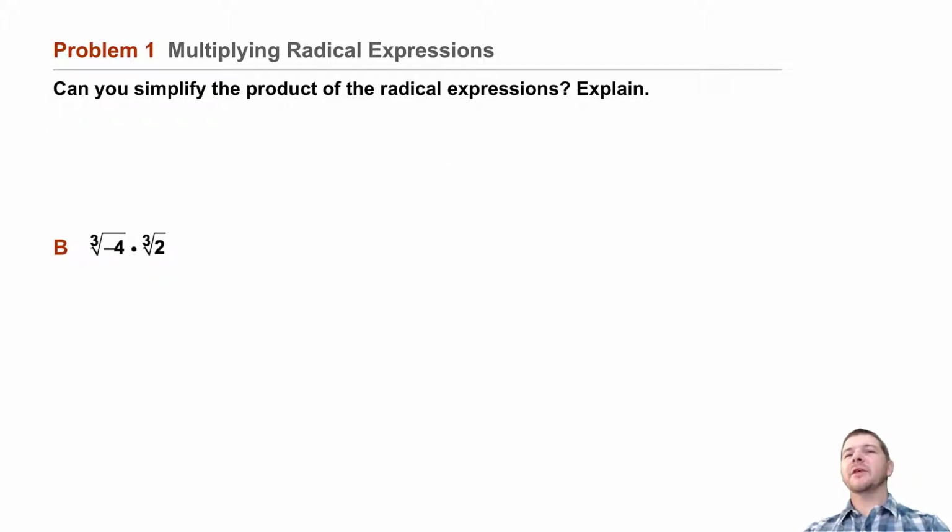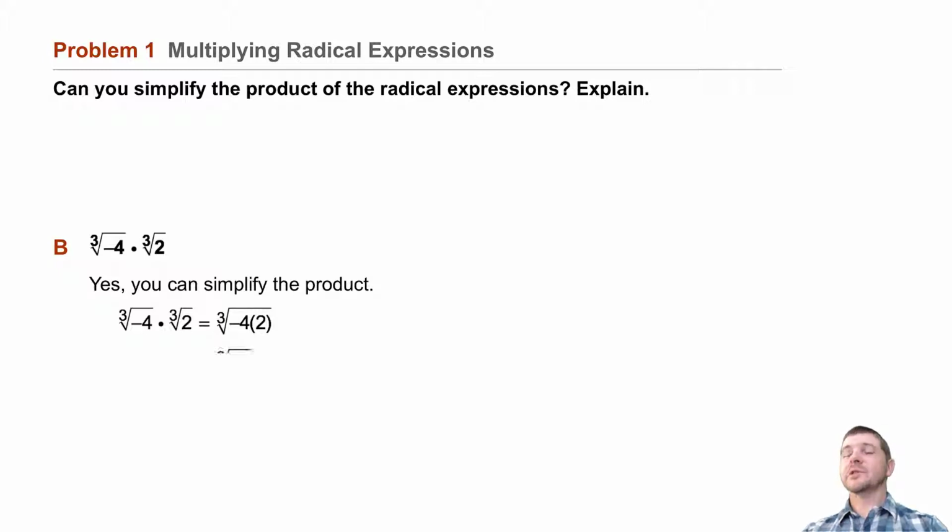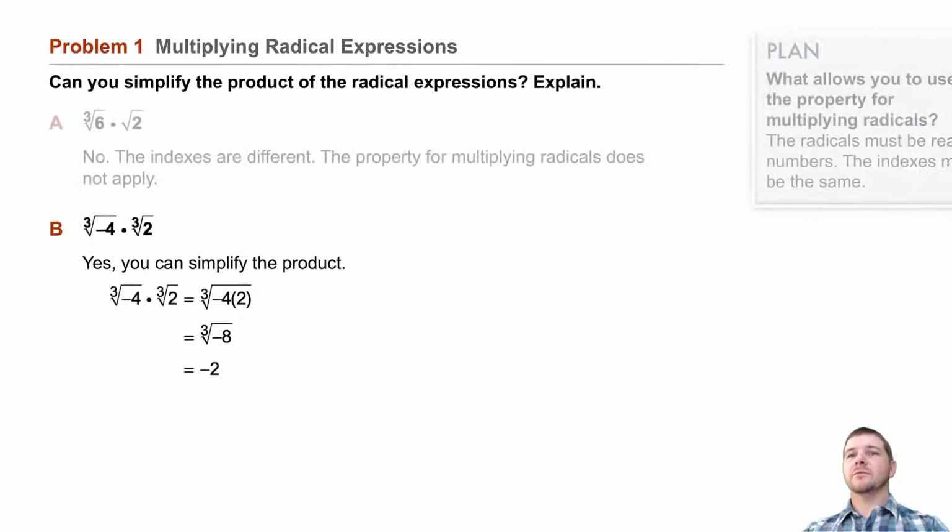Part B. How about the cube root of -4 times the cube root of 2? Yes, we can simplify the product. The indexes match. Here we have an index of 3 in both terms. And so multiplying, we find that the cube root of -4 times the cube root of 2 equals the cube root of the product, -4 times 2, which is the cube root of -8, which is -2.